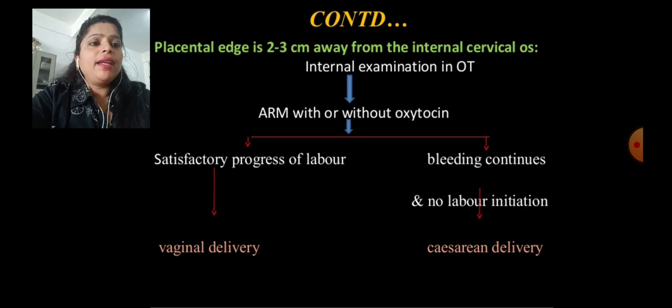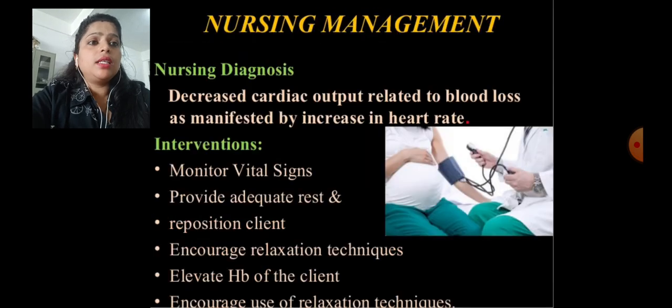And if we find that the bleeding continues and there is no labor initiation, then we will go for cesarean section. So I hope this point is clear. We'll take her to the OT. We will do artificial rupture of membrane. If satisfactory progress of labor occurs, we'll go for vaginal delivery. And if the bleeding continues and there is no labor initiation, we go for cesarean section.